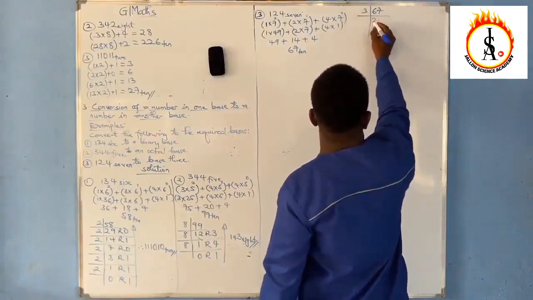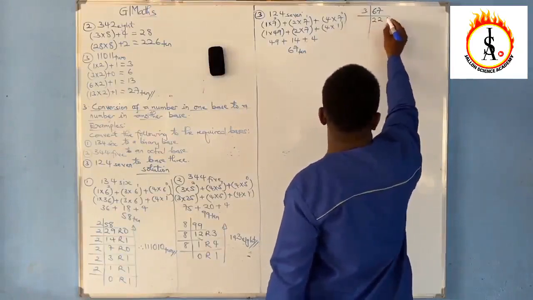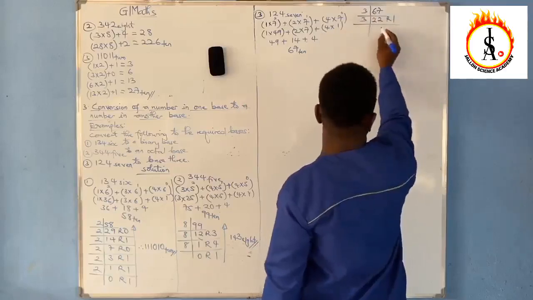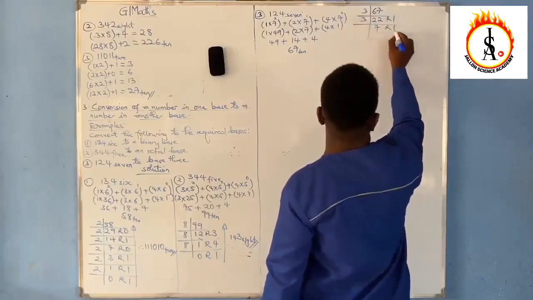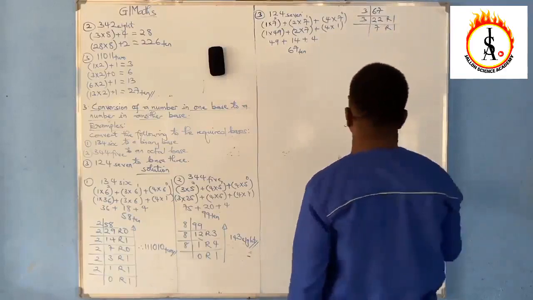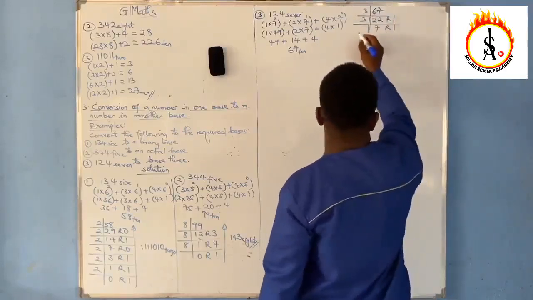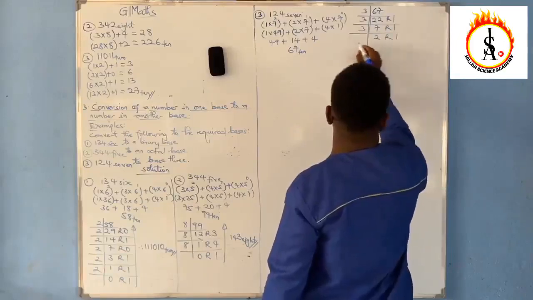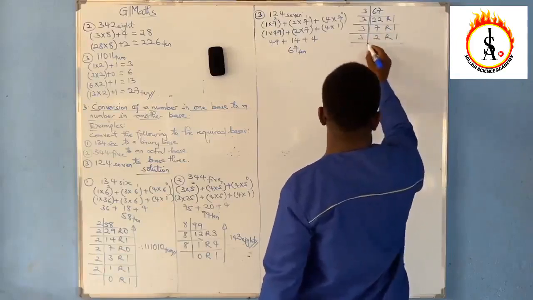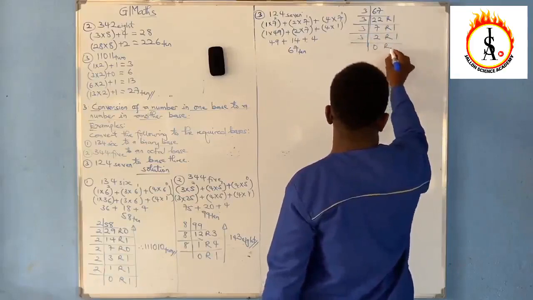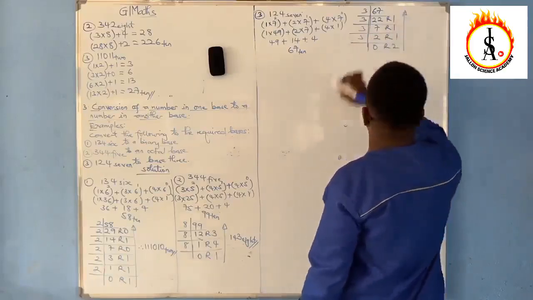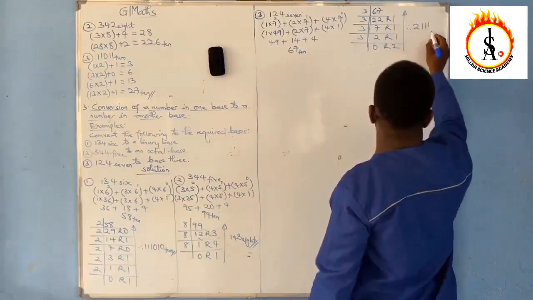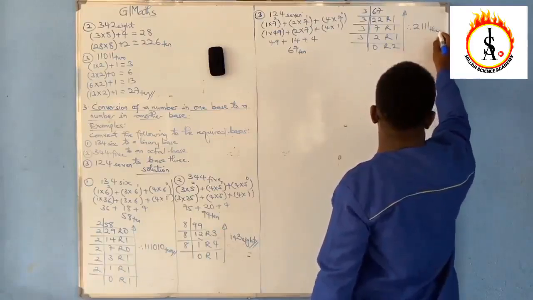So this 67, we can convert it to base 3. 3 into 6, 2 times. 3 into 7, 2 times, the remainder of 1. 3 into 21, 7 times. 3 into 22 rather, 7 times, remainder 1. 3 into 7, 2 times, the remainder of 1. And 3 into 2, that's 0, remainder of 2. Our answer, therefore, is 2, 1, 1, 1 in base 3.